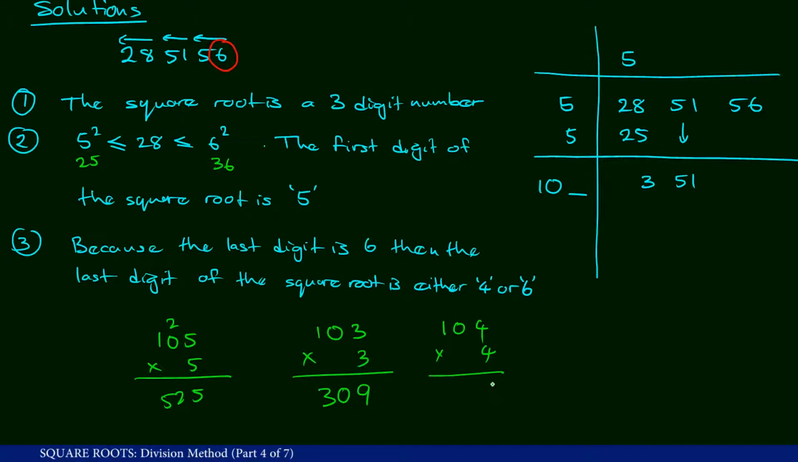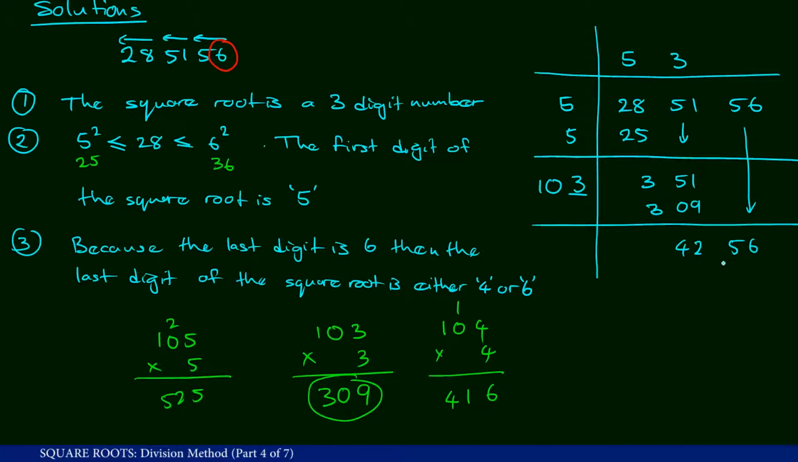4 times 4 is 16. 416 is bigger. The only one that is less is 309. So the next digit should be 3 here, and the quotient is also 3. So 103 times 3 is equal to 309. And then subtract 309 from 351. That is 42. So let's bring down 56 here. So 4256 is the new remainder.